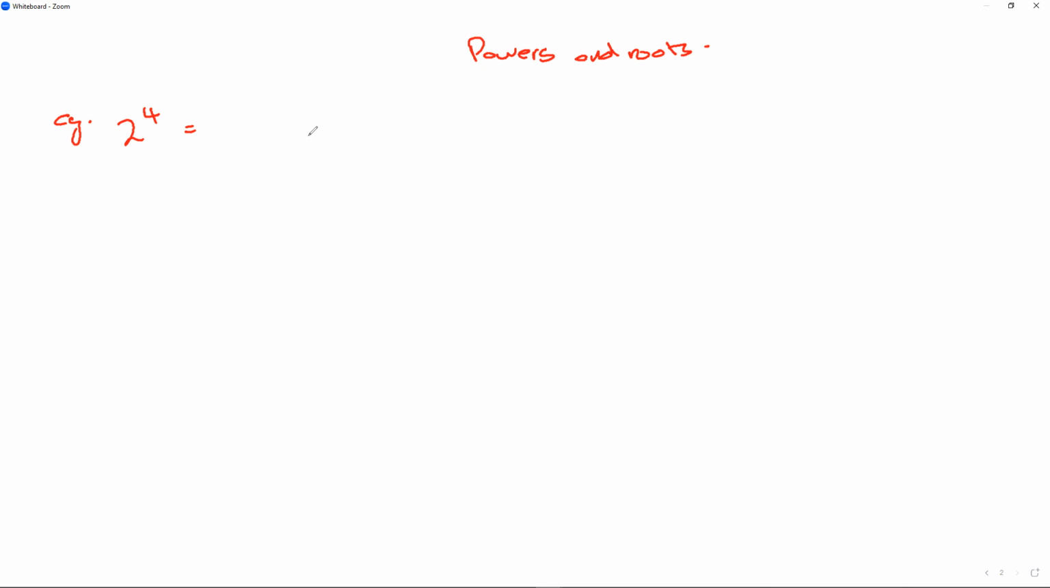Try and find the power button. It's got an X with a small little block at the top in your calculator. So you'll have an X with a block like that, and it's the power button. So you press 2, press the power button, press 4, and you should get the answer 16.